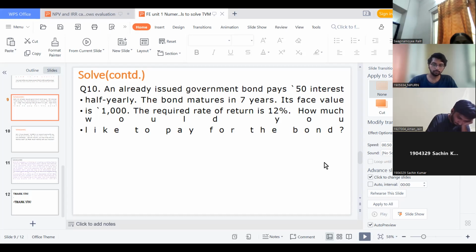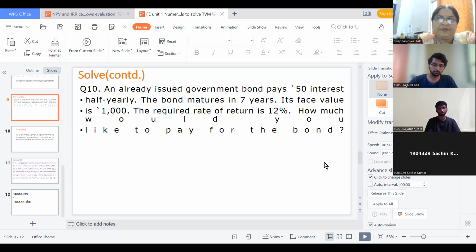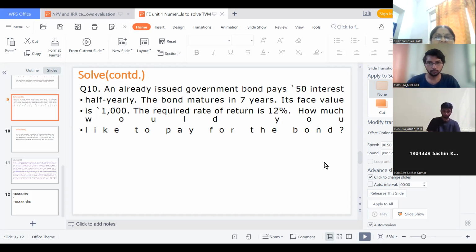Now quickly you tell me, Sachin, what is 50? Which variable? 50 is which variable? This interest rate that is given, 50. A, ma'am. It is A, very good. Your 50 is A, 7 is N, I is 12%. Okay. So 1000 is what? Nipun, quickly tell me, 1000 is what? Face value is 1000 means what variable is that? It is F, because you get this face value at the end. Understood? Whatever the face value, you are going to get that maturity value at the end of the redemption, at the time of redemption of the bond.